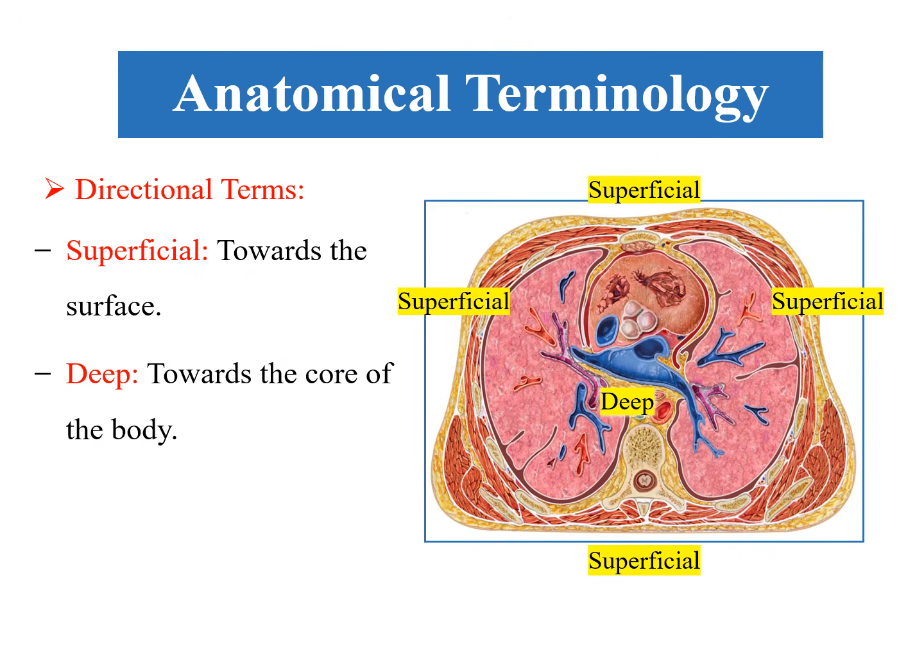The other pair of directional terms include superficial and deep. When you're saying the structure is superficial, you mean it is closer to the surface of the body. When you say it is deep, you mean it is towards the core of the body. So for example, here the lungs are deep, okay? And then the muscles here, as you can see, they are superficial to these lungs and to the heart. The heart is deep to these muscles that are present on the superficial aspect of the body.